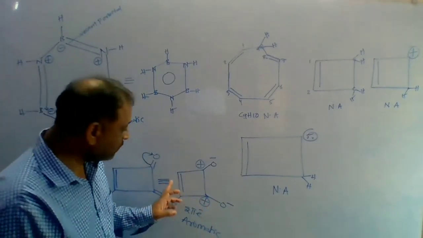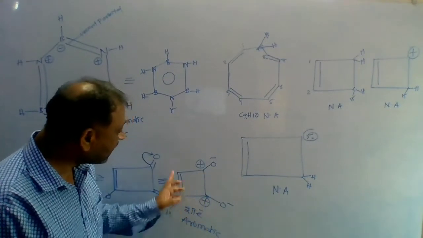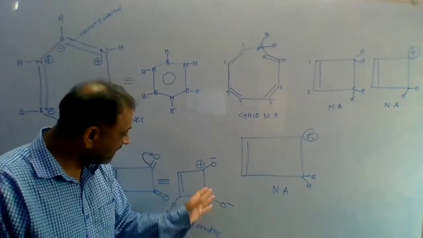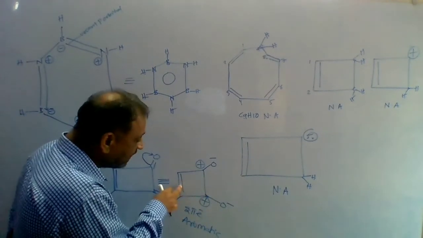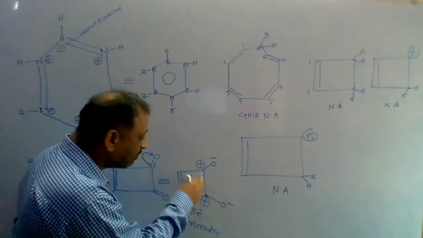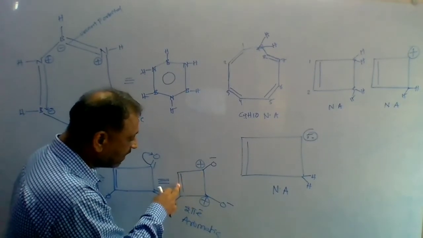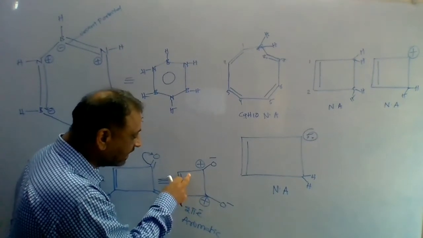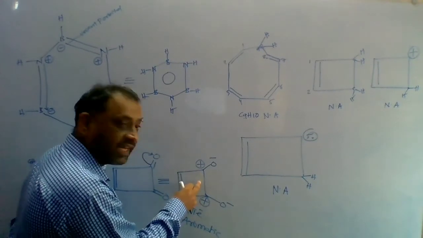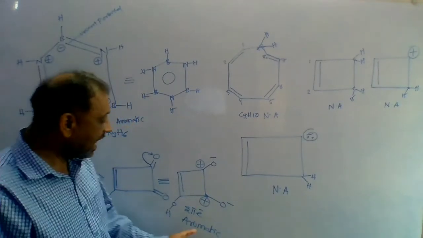Here complete conjugation is there. It is a planar molecule. All carbon atoms are sp2 hybridized and it is a planar molecule. Complete conjugation is there. 2 pi electrons are involved in complete delocalization. Positive charge, single bond, double bond, single bond, positive charge. As the result of complete delocalization of 2 pi electrons, it has aromatic nature. It is an aromatic compound.